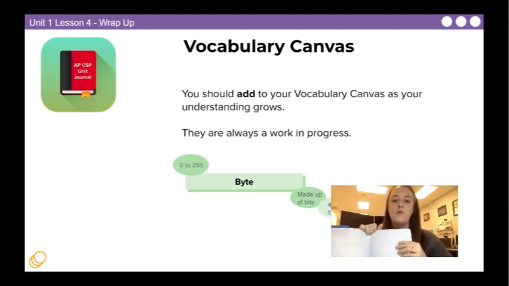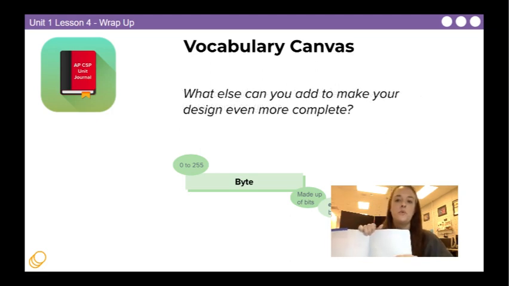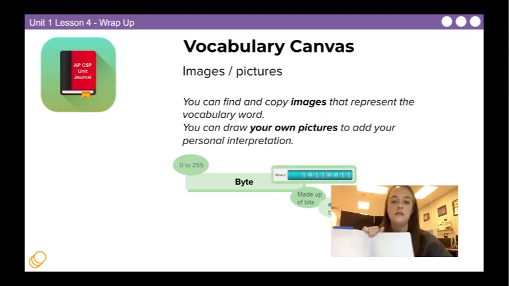Okay, now we're going to continuously add vocabulary to our vocabulary canvas. Okay, and it's a work in progress. So as we learn new information, we can go back and we can add something like 8 bits. All right, what else can you add to make your design even more complete? If there's some type of visual that you can add, do that. And that's kind of like what we were going with on our first one. So this would be an example. We have 8 places right here, and then we have some binary numbers.